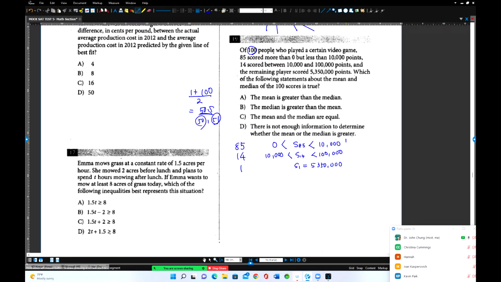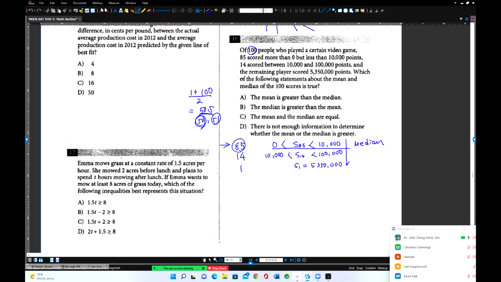Okay, this is the lowest one, right? To the top, 85 is already more than 50, right? So the 50th person belongs over here. The median should be between these two numbers, between 0 and 10,000. That is the median. Is it okay?